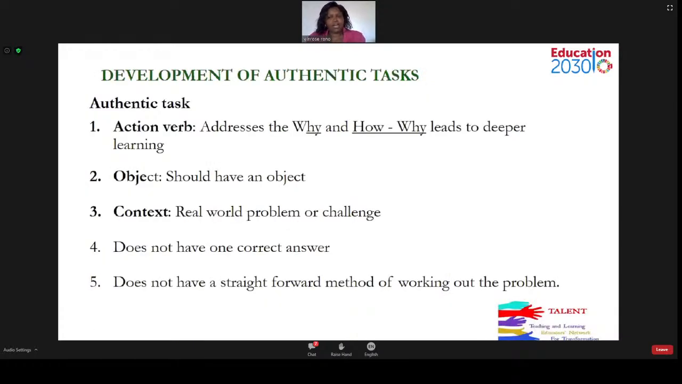And when we are developing authentic tasks, there are certain considerations that we must have in place. For instance, it must have an action verb, which addresses the why, the how. And usually when you consider an action verb, it will always lead to deeper learning. It must also have the object, and it must have the context, which reflects the real world challenge or problem. And in most cases, you wouldn't provide a task that would require one word answer or a yes, no response, so that you can allow learners to think deeper, to find out more, and even allow for collaboration. And so it doesn't have to have a straightforward method of working it out.